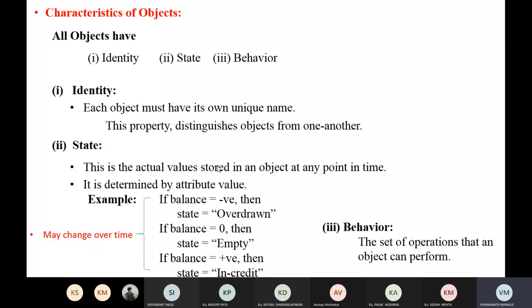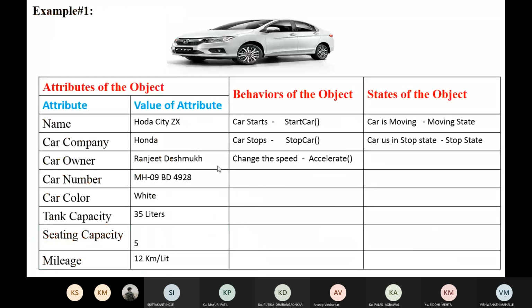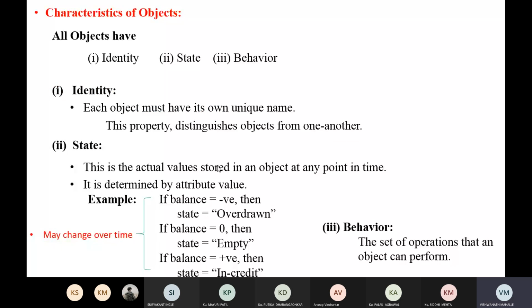So for example, suppose there is a bank object and an account object, and the bank object sends the message withdraw 150 rupees. Then the account object responds to the withdraw operation and decreases the account balance by 150 rupees. So the objects interact with each other by sending messages. That is what I want to say here. So withdraw is the operation.